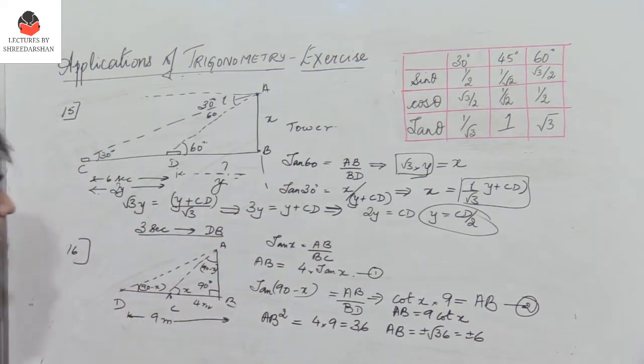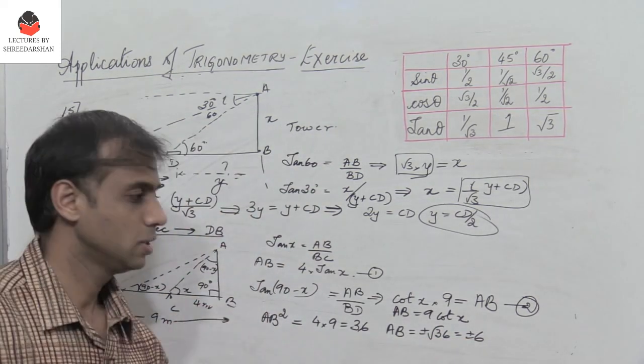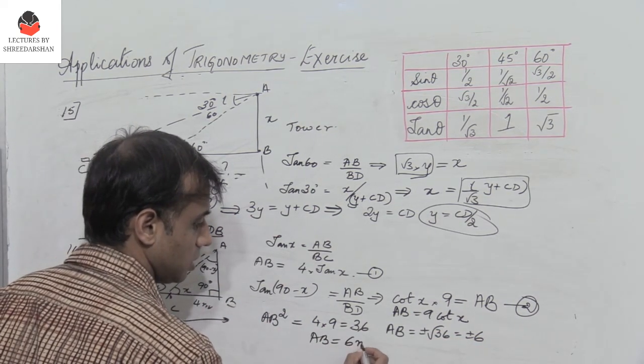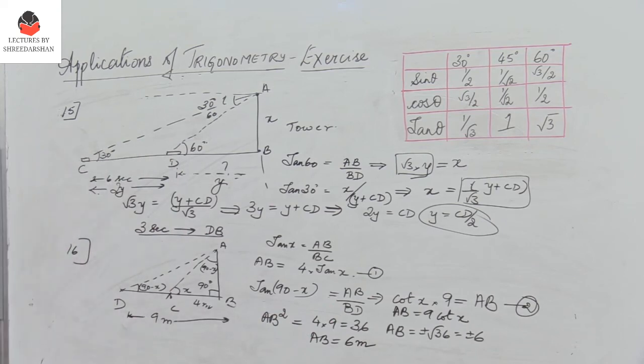Okay. So now the height of the tower cannot be negative. So therefore, this height is 6 meters. So AB equals 6 meters. So we have proved that the height of the tower is 6 meters.